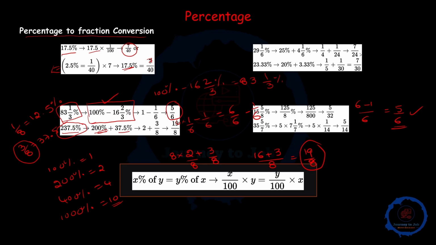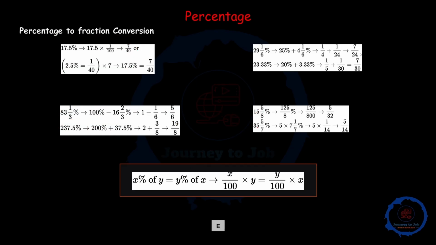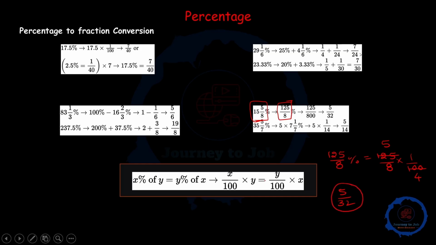Okay, next 15 5 by 8 percentage means, now solve this. First of all, solve this mixed fraction first. So you will get 125 by 8, this mixed fraction value. Still percentage is there. So 125 by 8 into, now percentage multiply with 1 by 100. So 25 into 5 now, 25 into 4 now. So 5 by 32. Simpler we got.